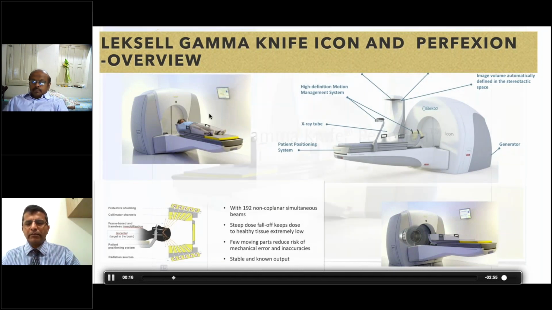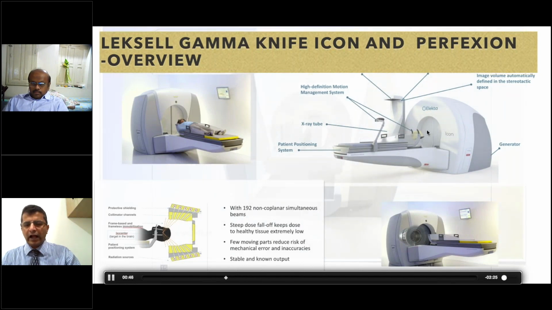gross difference between the Perfexion system and the Elekta Icon except this component, which is the stereotactic CBCT system. So the stereotactic CBCT system and the high definition motion management system are the additions to the Leksell Gamma Knife Perfexion and replaced with a new name, Icon. That is the key difference between the Gamma Knife Perfexion and Icon.